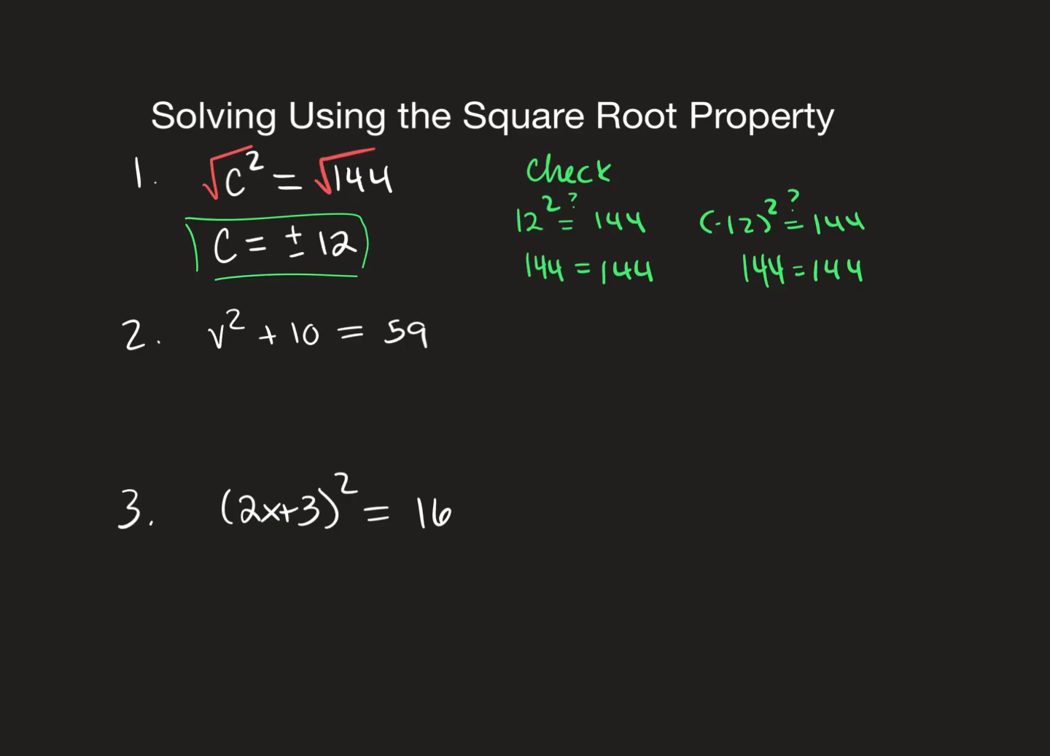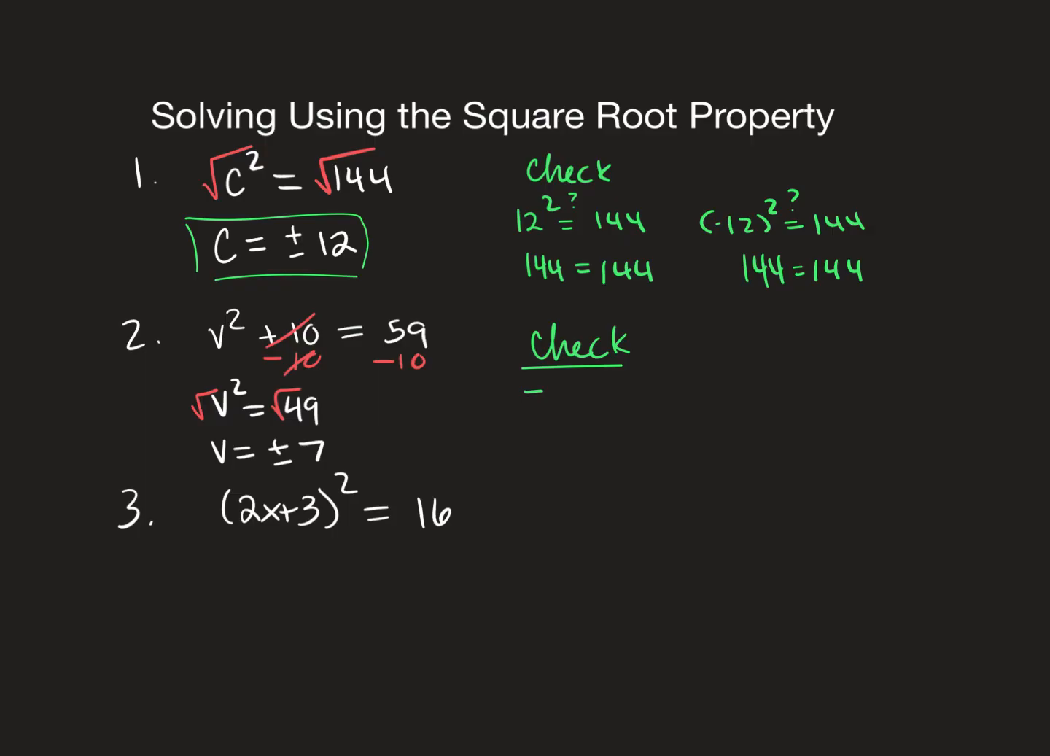Number 2 has v squared plus 10 equals 59. Since the v squared, the square, is not isolated, we need to do that. So they are adding 10, we need to subtract 10. And when we do that, you'll get v squared equals 49. Now that the square is isolated, we can take the square root, and we will get v equals positive and negative 7. Don't forget to check.